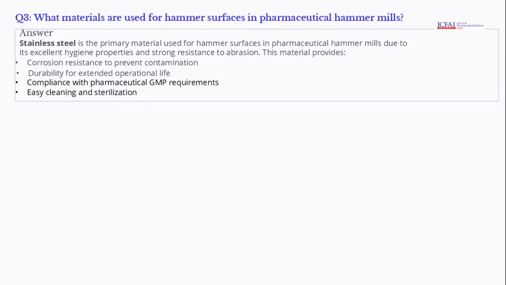Stainless steel is the primary material used for hammer surfaces in pharmaceutical hammer mills due to its excellent hygiene properties and strong resistance to abrasion. It provides durability, compliance with GMP requirements, and easy cleaning and sterilization.